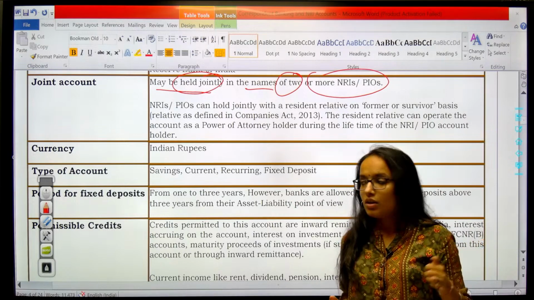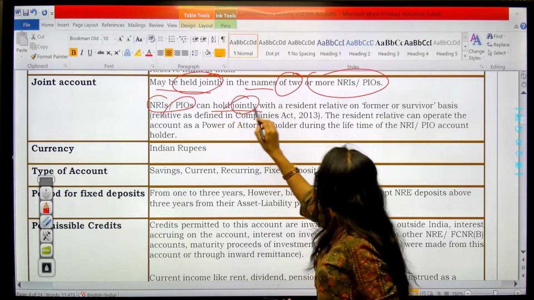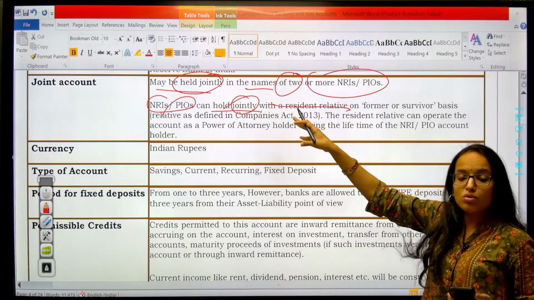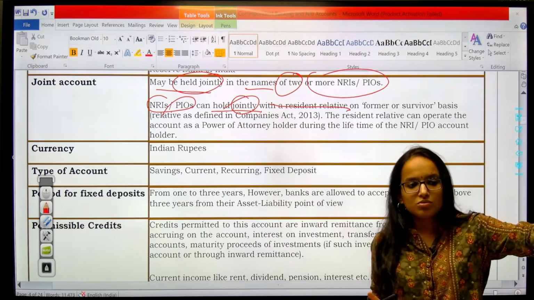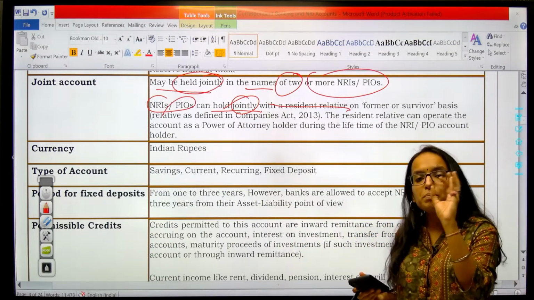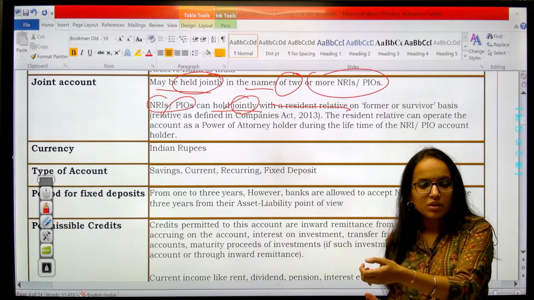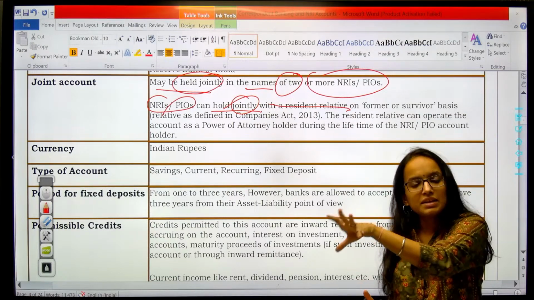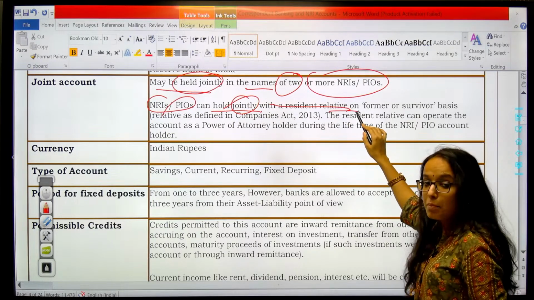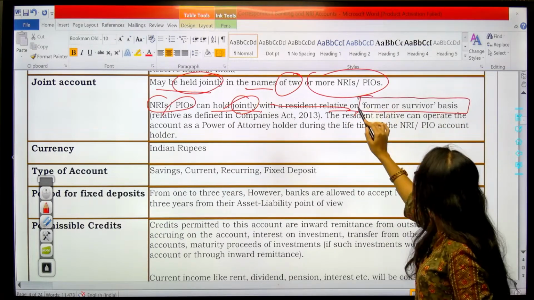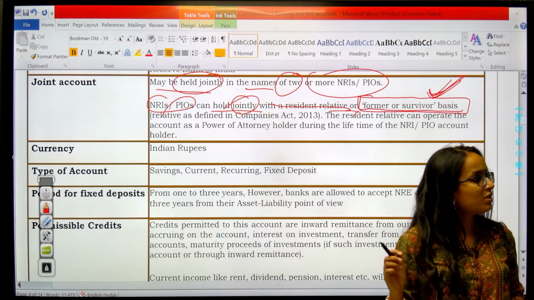Is this clear? Alright, NRIs and PIOs can also hold it jointly with a resident relative. Suppose there is a person who is an NRI and a person who is a PIO, and either of them wants to open a joint NRE account with a relative residing in India. They can open that. They can have a joint account with the resident relative, but on former or survivor basis. This is something you should remember.